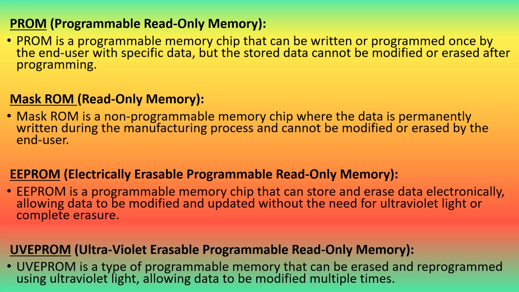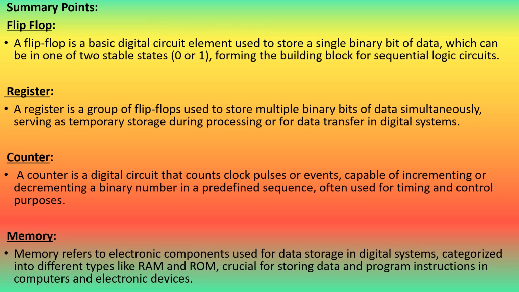EEPROM, Electrically Erasable Programmable Read-Only Memory. EEPROM is a programmable memory chip that can store and erase data electronically, allowing data to be modified and updated without the need for ultraviolet light or complete erasure. UVEPROM, Ultraviolet Erasable Programmable Read-Only Memory. UVEPROM is a type of programmable memory that can be erased and reprogrammed using ultraviolet light, allowing data to be modified multiple times.